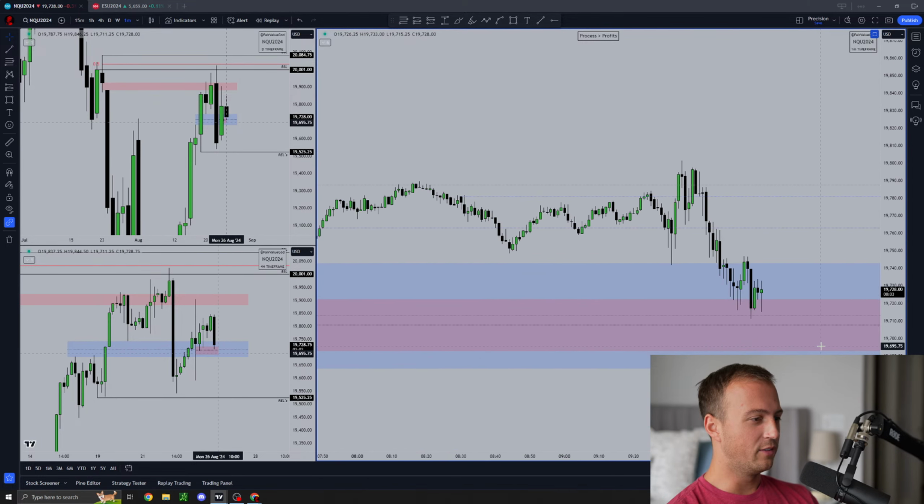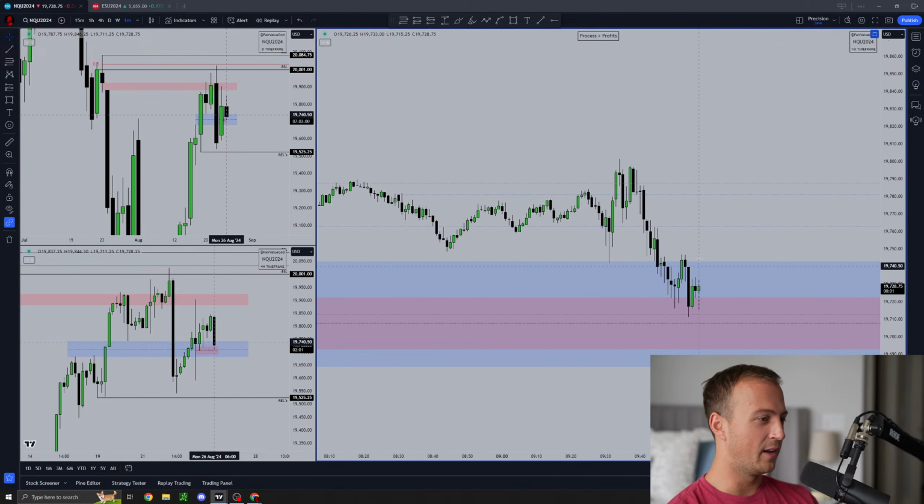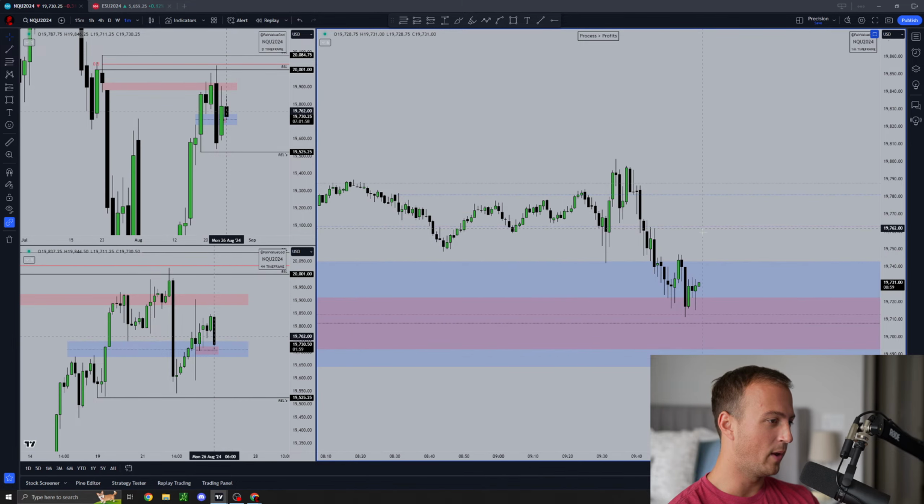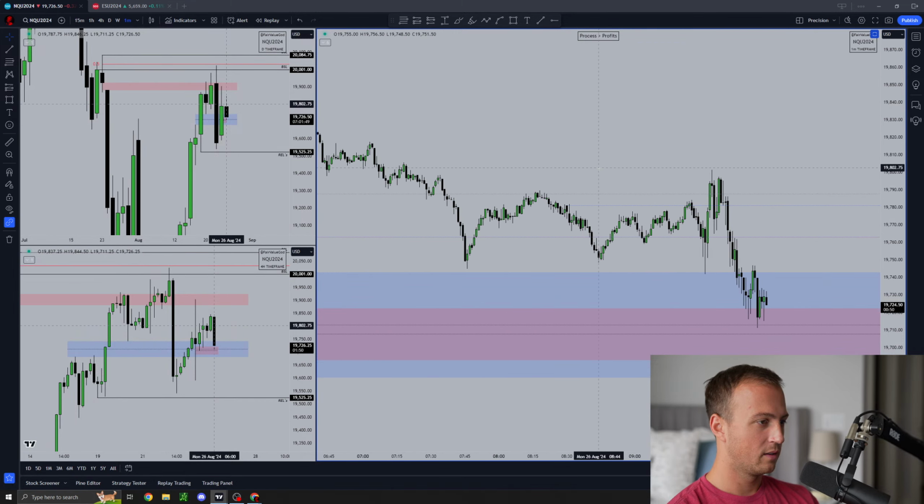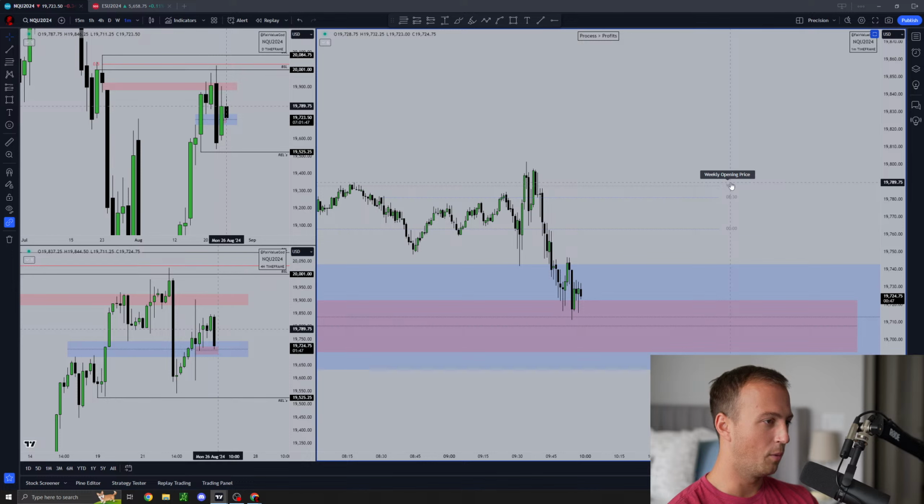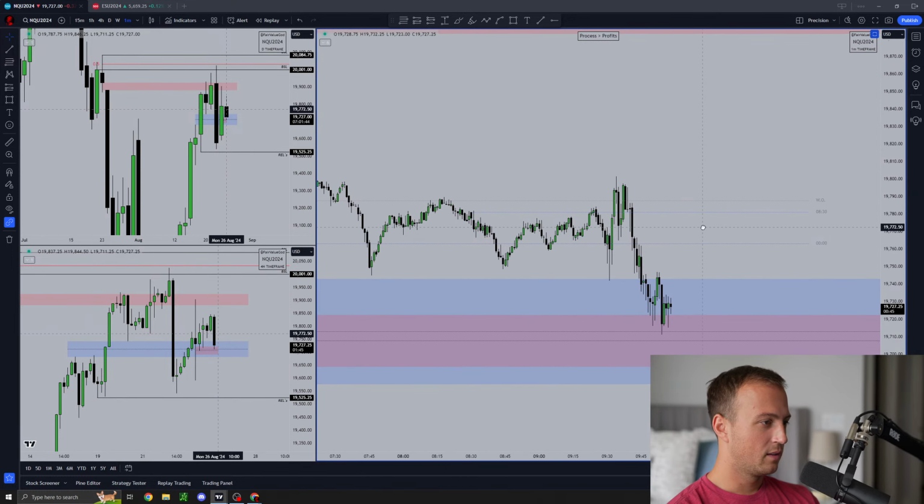What would be great is if we can displace above this high and leave a fair value gap in the wake of displacement on this move here, have some overlap. Then my eyes go up here to this high. You also have opening prices here on the way though.